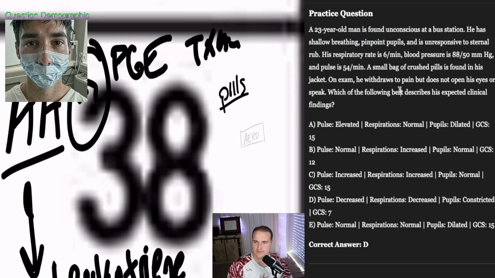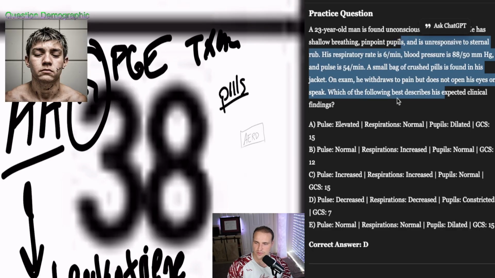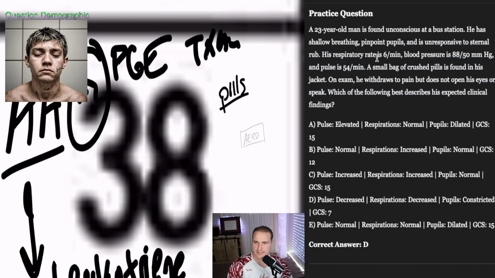Small bag of crushed pills is found. Withdrawals to pain, does not open the eyes or speak. Basically, he's got a CNS depression, bradypnea. So his respiratory rate is like super low. That's opioids. And so the answer is D.